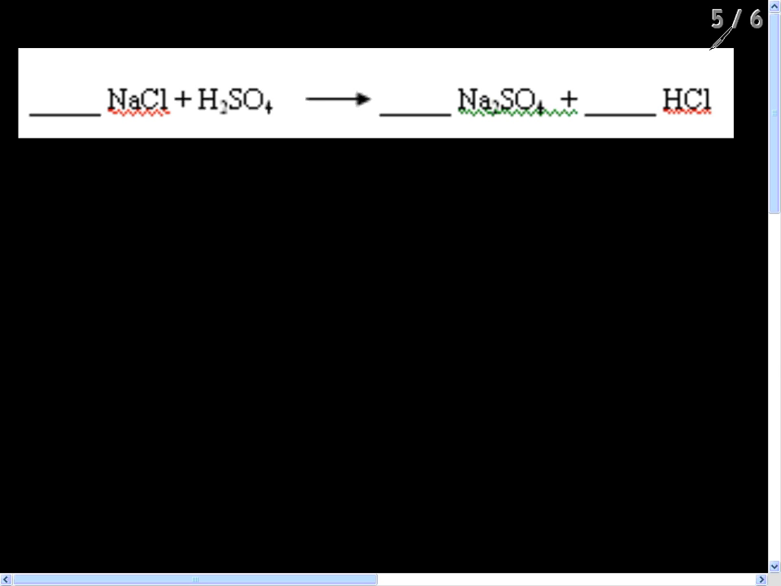Okay, another one. This time, I got slightly more elements. I'm going to up the difficulty. I'm not going to use the chart this time. So, 1 element at a time. Let's look at sodium. I have 1 sodium in my reactants and 2 in my products. So, what times 1 would equal 2?